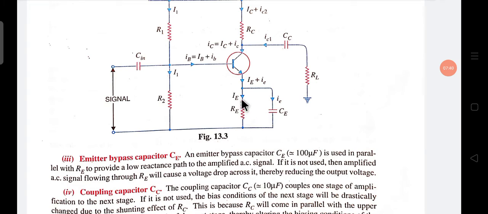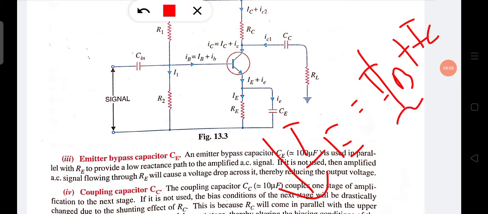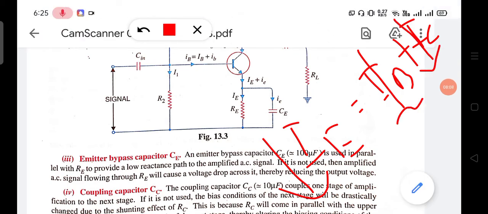Okay, so the output voltage will be reduced. You know, if IE is reduced, then IC is also reduced. Since we know IE is equal to IB plus IC, if IB is decreased, let's say IB is negligible, then IE and IC also decrease. IC is our output.